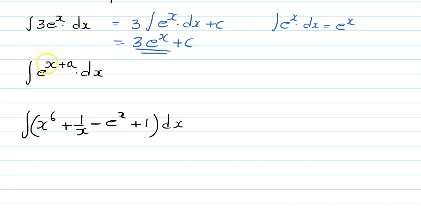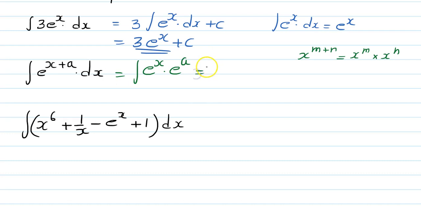Now the next one is e to the power x plus a into dx. So e to the power x plus a into dx. So we can write this as e to the power x times e to the power a. So we know this, like x to the power m plus n, you can write as x to the power m times x to the power n. Okay, so we are using the same rule here.